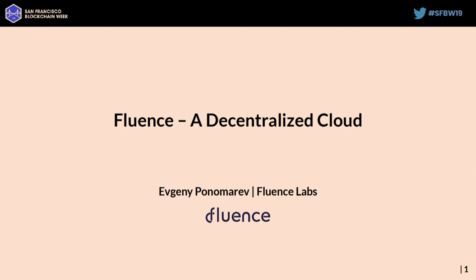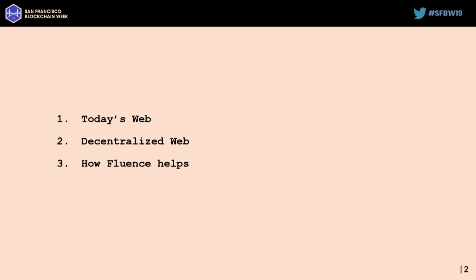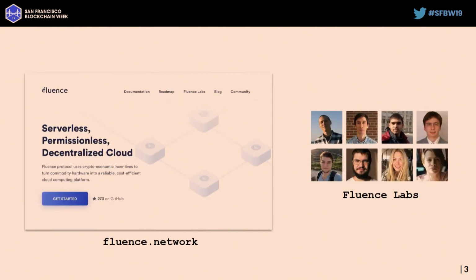I will not take a lot of time, so it will probably be a pretty short talk. I'm going to talk about Fluence and what we are doing there. I'm going to briefly talk about three things: what we have today in the web, how it works, and what the problem with that is; the notion of decentralized web; and how Fluence helps decentralized web.